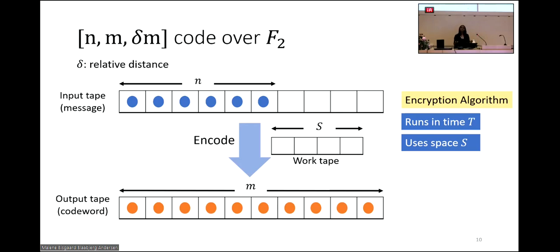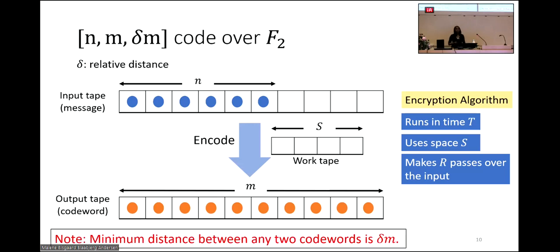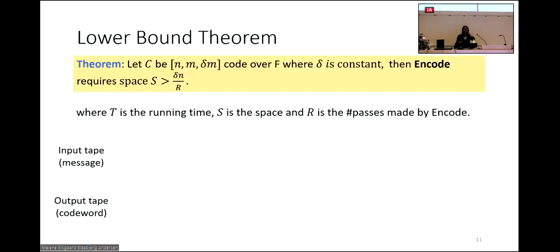By space s, I essentially mean the work tape, which you can think of as a scratch pad used by the RAM program during the computation of the codeword. And lastly, the encoding algorithm can make multiple passes over the input. Let's call this R passes. And just to recall, the minimum distance between any two codewords is delta m, which we're going to use in our lower bound proof sketch.